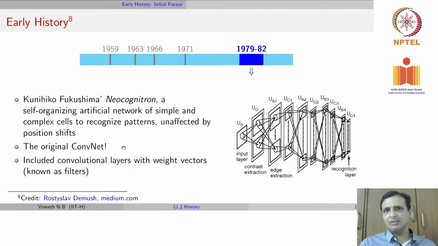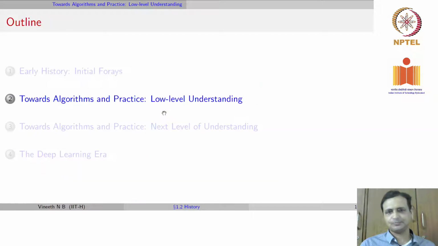In the same period, around 1980-81, there was also a significant development by Kunihiko Fukushima called the neocognitron, which is actually the precursor of convolutional neural networks the way we see them today. I think it was a significant development for the time. Fukushima introduced a self-organizing artificial network of simple and complex cells to recognize patterns. In fact, you could call this the original ConvNet. It also talked about convolutional layers with weight vectors, which are also called filters today. So that was one of the earliest versions of convolutional neural networks, which are used to this day.